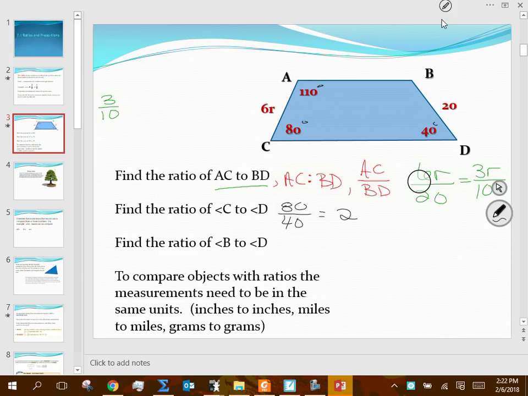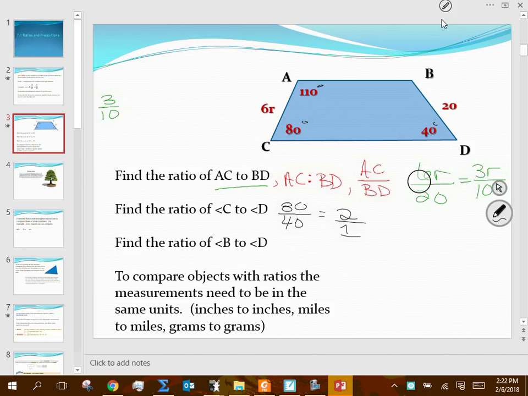I think it's beneficial and thoughtful to put that denominator of 1 in there as well, because it tells me that angle C is 2 times as big as angle D, right? Okay. So I want to see that 2 to 1 relationship. Okay, find the ratio of angle B to angle D.